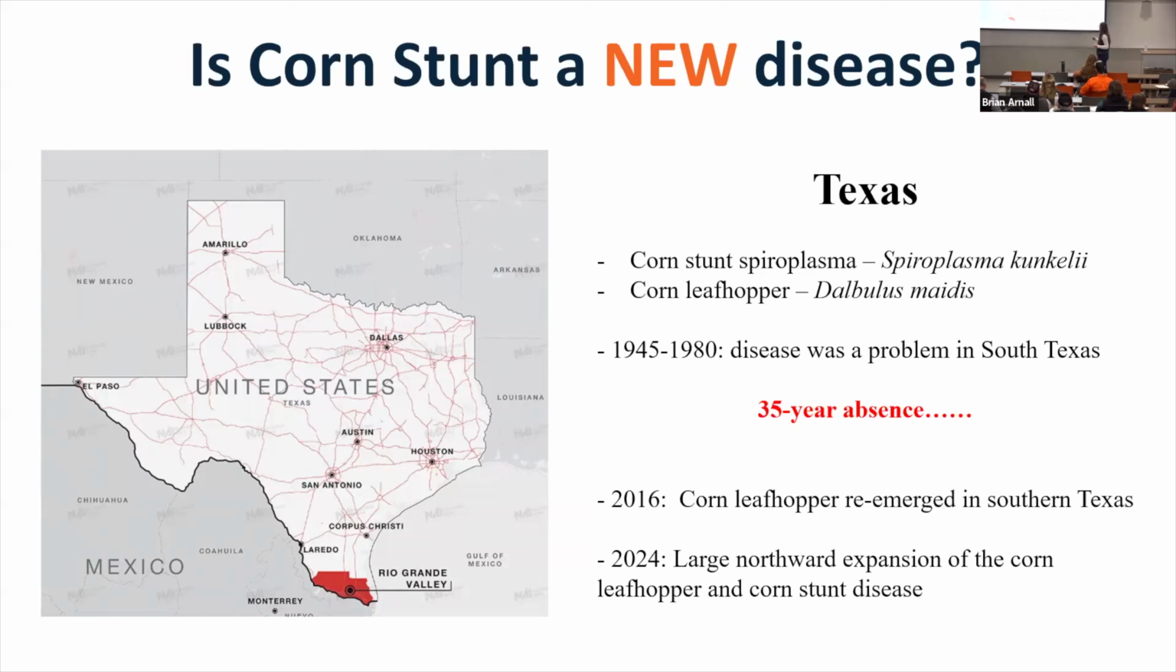And then in 2016, they saw a reemergence of the corn leaf hopper in Texas, but they didn't see a lot of symptoms of corn stunt or yield losses associated with that disease. And now in 2024, we saw this large expansion of the corn leaf hopper and the disease from the south of the United States toward other states.